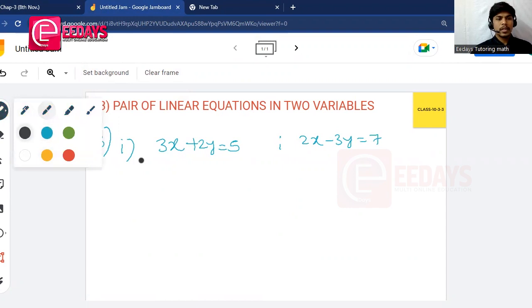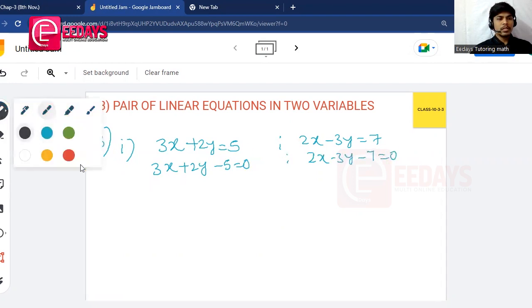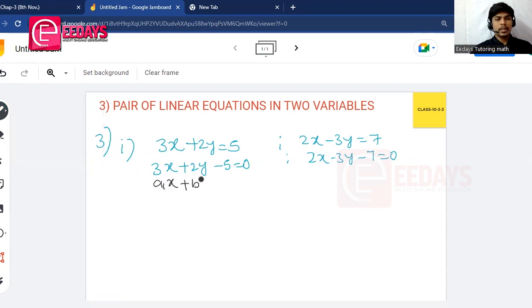Do one thing. Here c1 is at the right hand side, so you just transfer it to the other side. Rewrite the equations as 3x plus 2y minus 5 is equal to 0 and 2x minus 3y minus 7 is equal to 0. Compare with the general form, a1x plus b1y plus c1 is equal to 0. If you keep c1 on the other side, you might be confused. Why? Because we have to convert into general form. That's why I'm transferring to the other side. Now a2x plus b2y plus c2 is equal to 0.